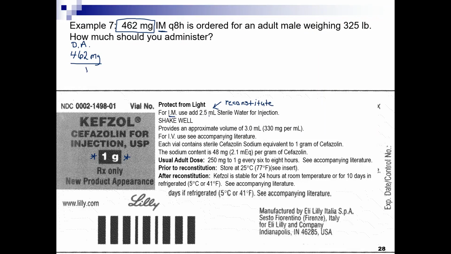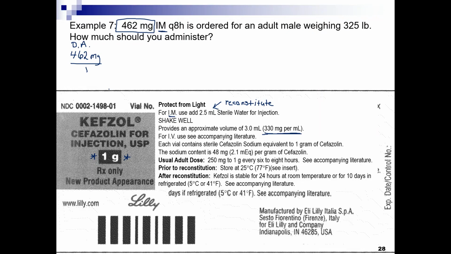Important information. I have to measure that and add it exactly right to get the correct strength. So I have to keep reading. Shake well. All right, that makes sense because then the powder would dissolve. And then it says it provides an approximate volume of 3 ml. And then it gives me that information that I'm looking for, that conversion or strength, 330 milligrams per milliliter.